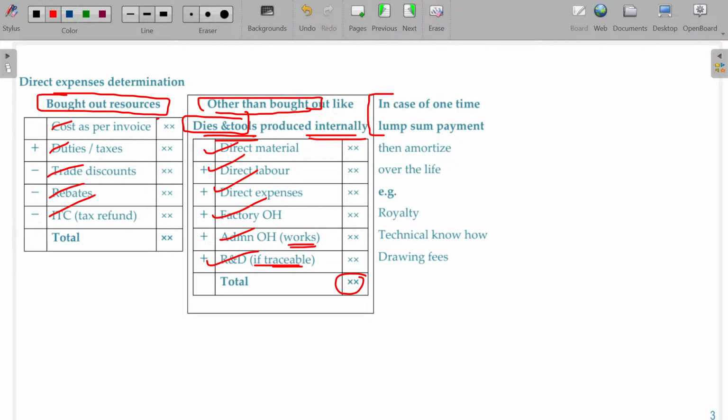In case a one-time lump sum payment is made for some of the assets like royalty, I paid a royalty of 1 crore rupees and I can use this royalty payment for doing the business for 3 or 4 years. Then this entire value can be amortized over the 3 or 4 years. Then amortize over the life, like royalty, technical know-how, and drawing fees. Is that clear?